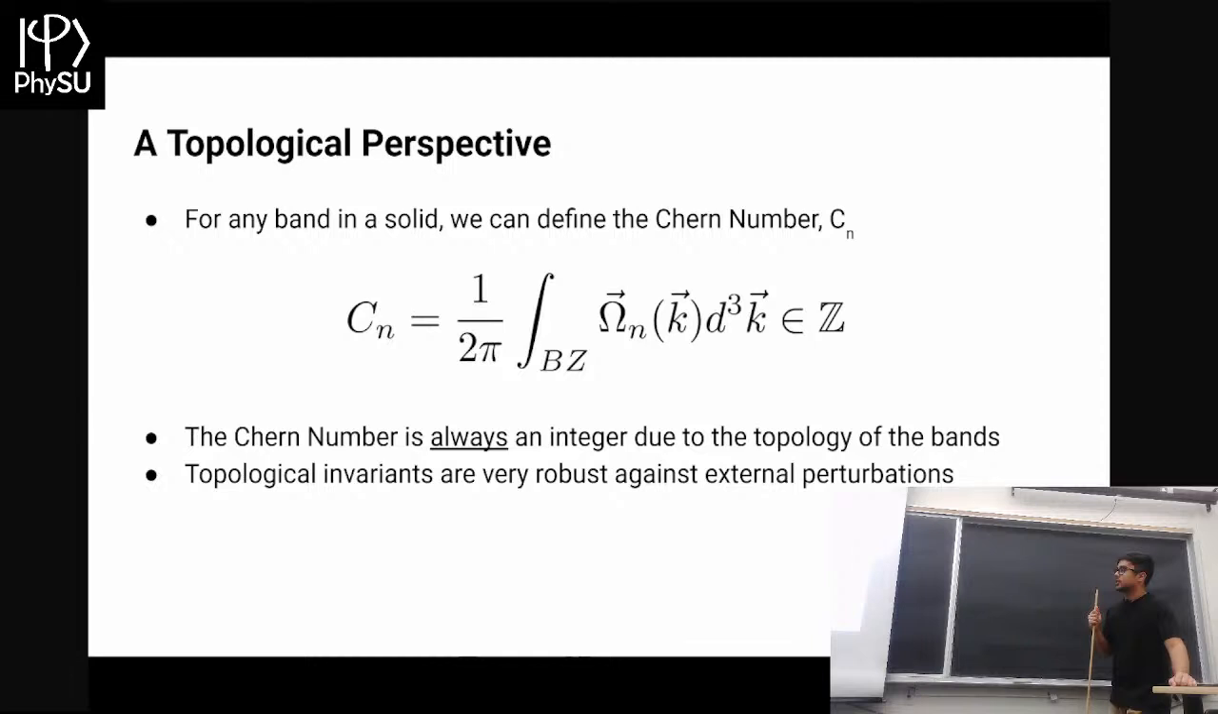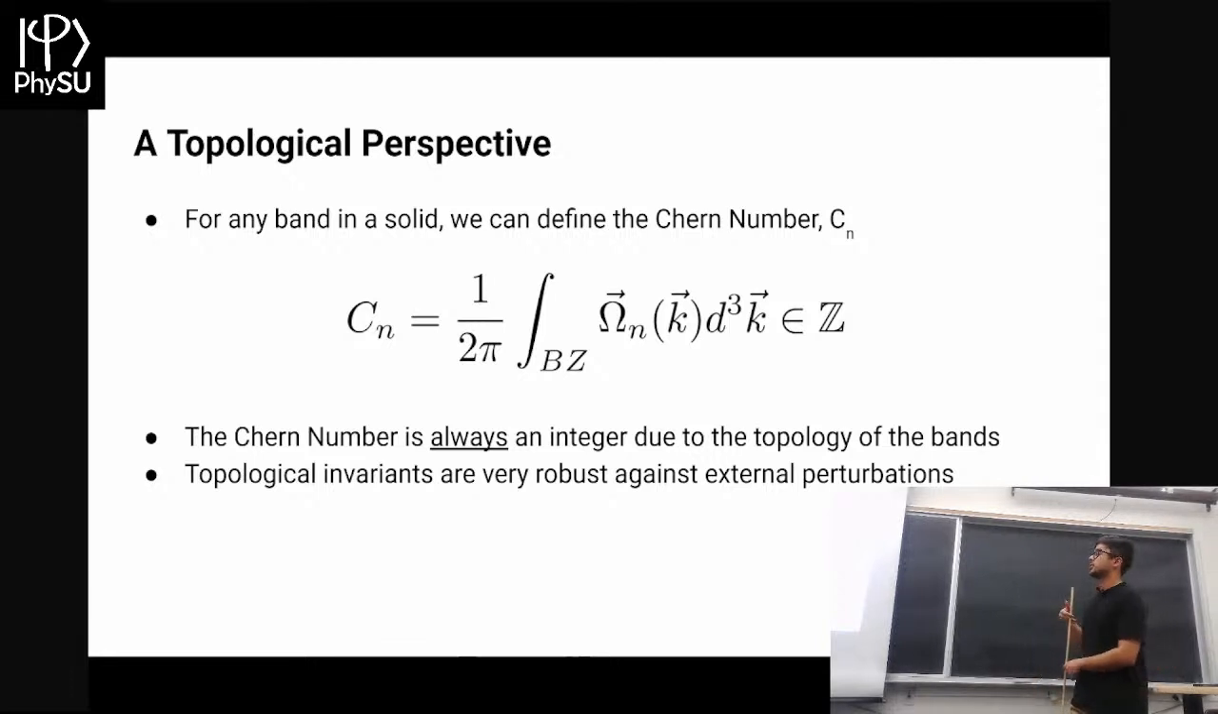Now, I want to give you a new perspective on this. I'll introduce the concept of topology in these systems. From topology and mathematics, there's this concept called a Chern number. It's the integral of this quantity here, called the Berry curvature. It's just some number that you define at every point in reciprocal space, so every point on your band, and you just sum it up over the entire band.